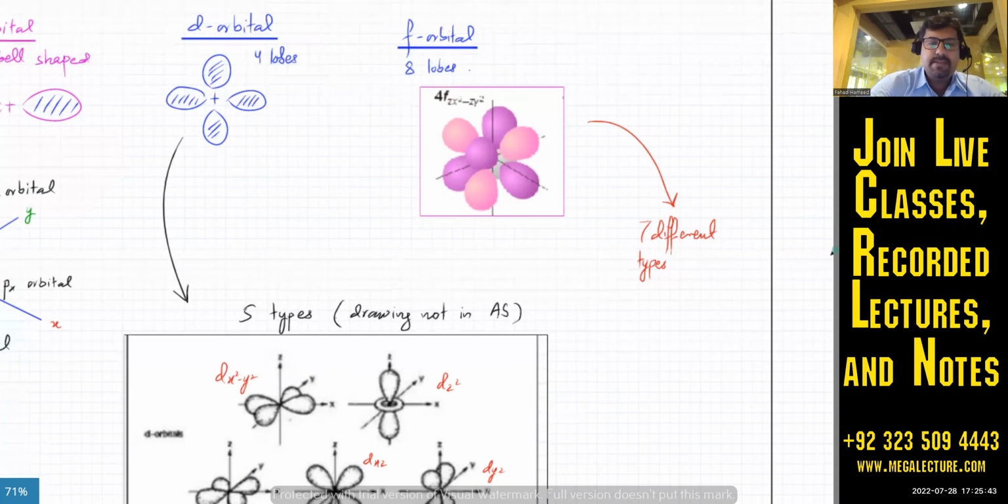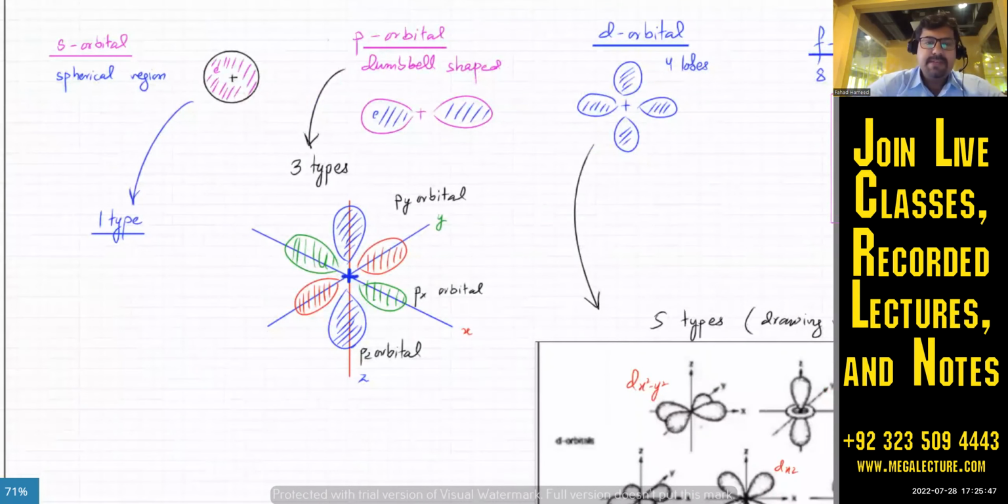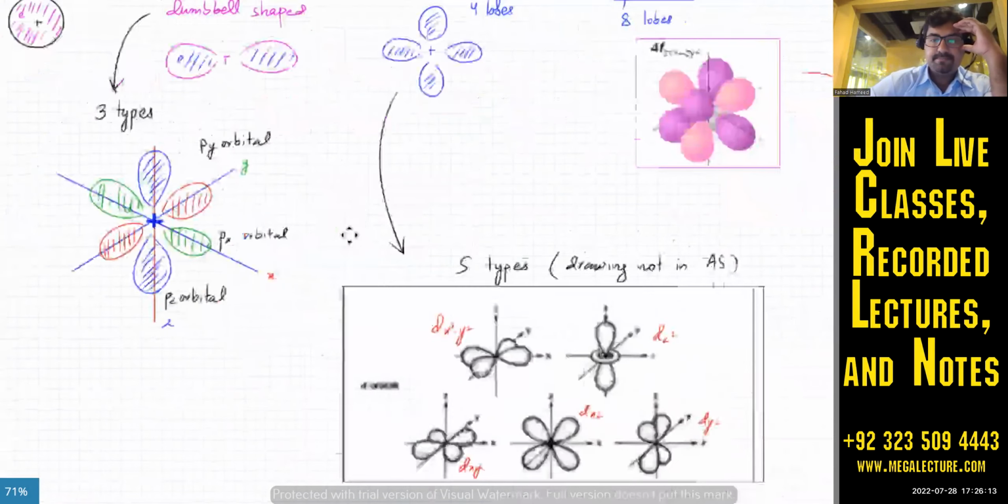So starting with the first one, I'm just going to recap. Negative charge spread in a spherical region. There's only one type. Even if you rotate it, it still looks the same. So there's no direction to a spherical region, right? But when it's a p orbital, the negative charge is spread in 2 lobes around the nucleus, then there would be 3 different types of p orbitals. The negative charge could be on the y-axis, the z-axis, or the x-axis.